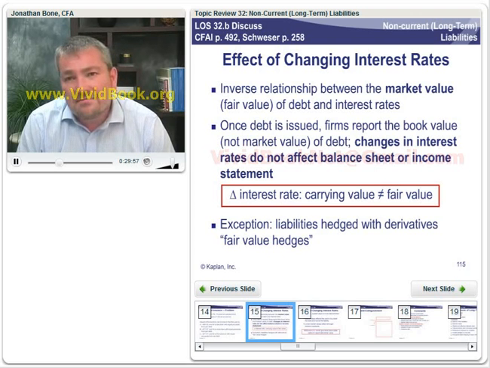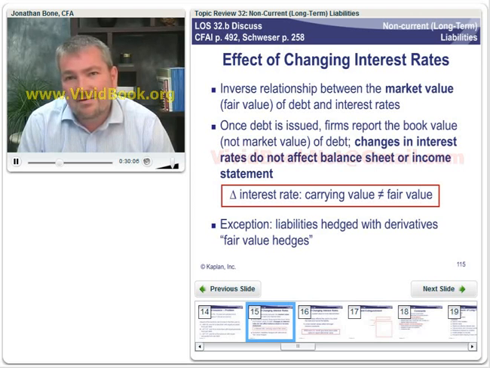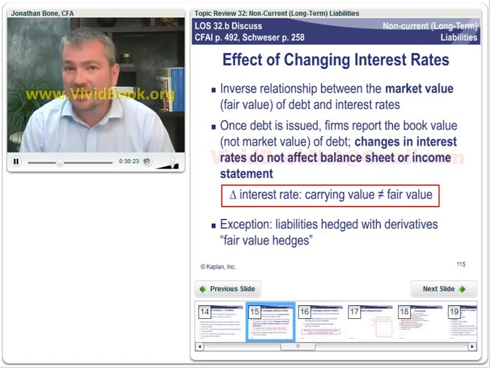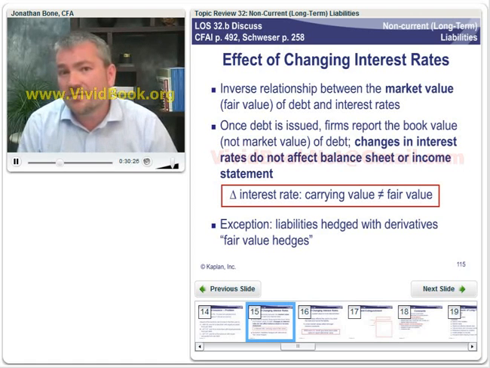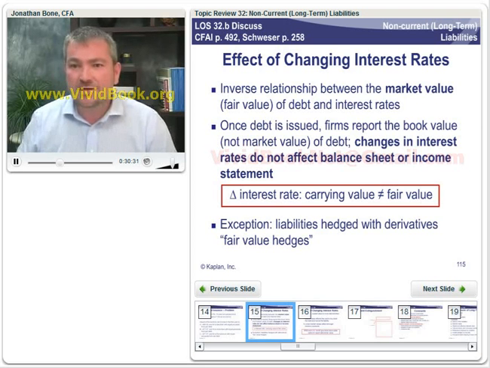Remember that the effective interest rate that we use when computing amortization is the interest rate at time of issuance. Subsequent changes to interest rates do not affect the carrying value. Now, the one exception to this is liabilities hedged with derivatives, i.e. fair value hedges. Remember what we said is when you have derivatives, you'll mark those to market, and any asset or liability they're hedging will also be marked to market. It makes sense because essentially any gain or loss on the derivative should be offset by a gain or loss on the liability that it's being used to hedge.